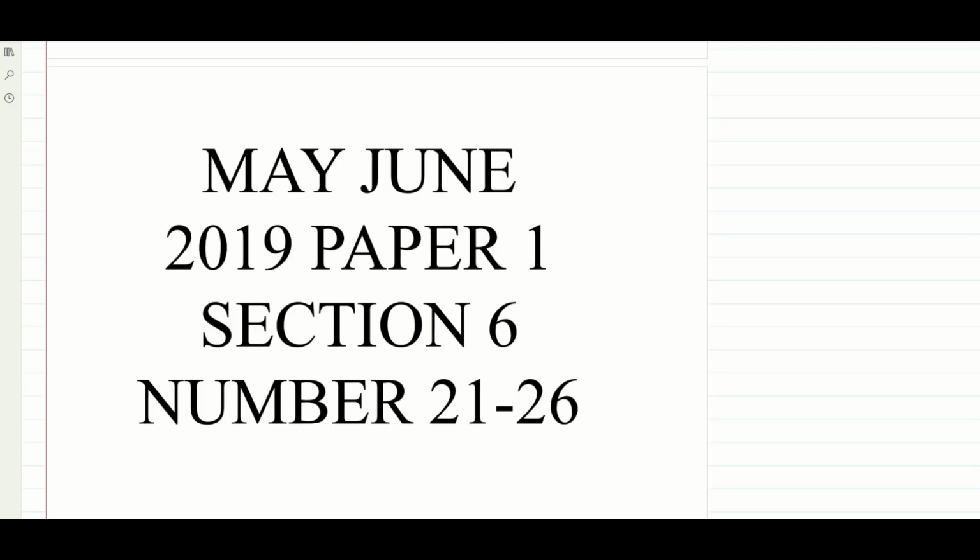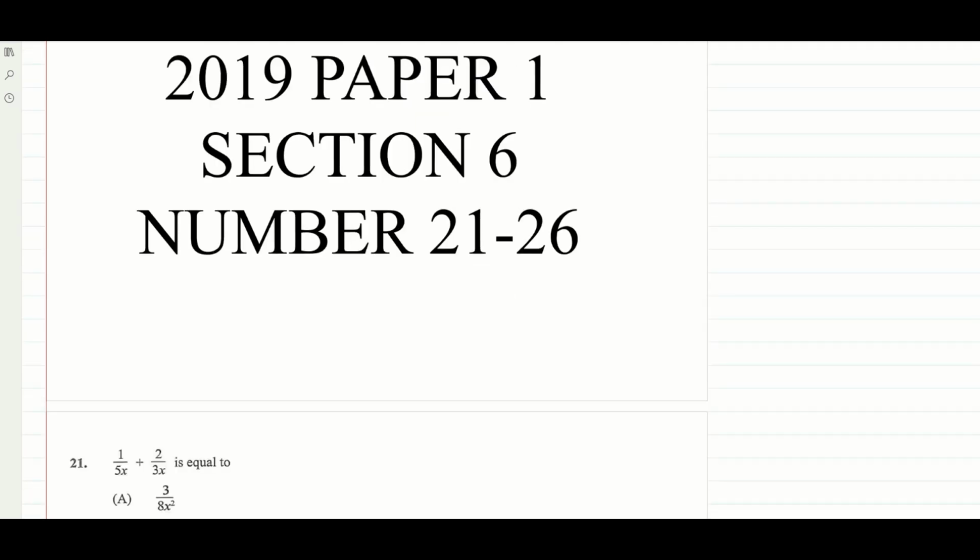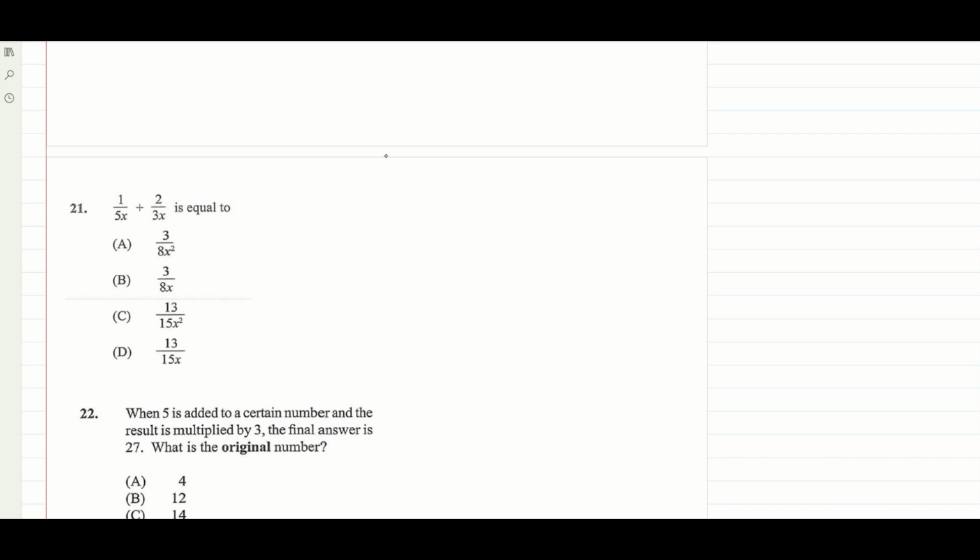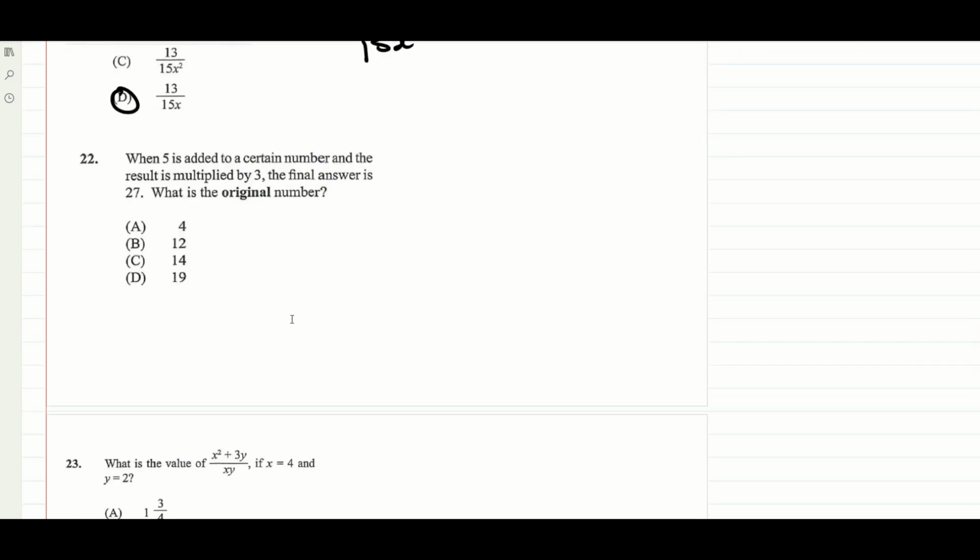This here is May, June 2019, paper 1, right? We have 1 over 5x plus 2 over 3x. I believe the answer was 13 over 15x, which is D, but let's just do it. Multiply by 3, multiply by 5. That is 3 plus 10, which is how we got 13 over 15x, right?